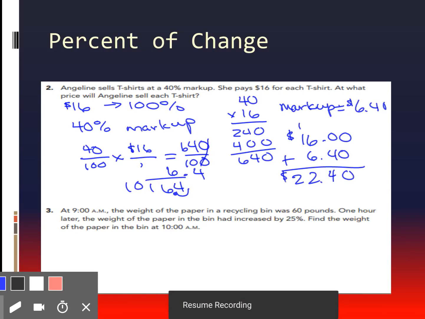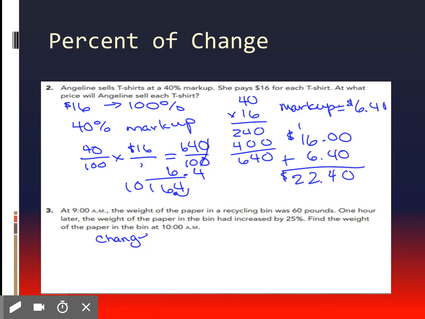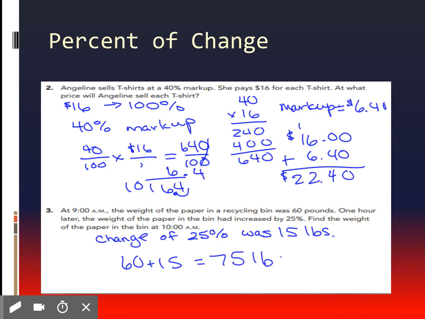Okay, for number 3, you should have found that the change of 25% was 15 pounds. So after that, you should have done 60 plus 15, and you would see that it was 75 pounds.